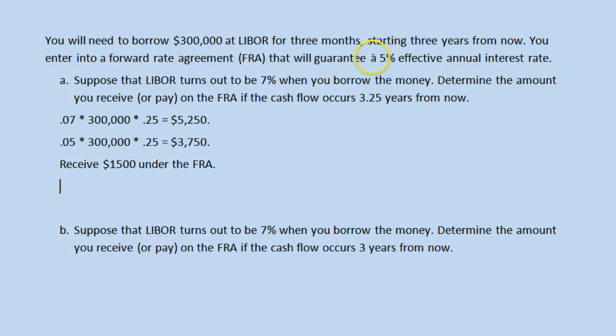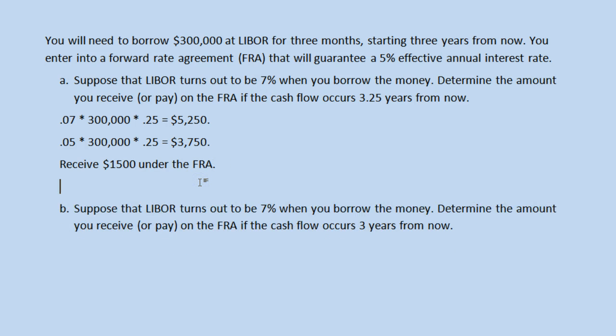Because if you had guaranteed a 5% rate and the interest rate turned out to be 3%, this situation would be completely the opposite. You would have to pay $1,500 under the FRA, because essentially you paid less than the amount that you guaranteed you would pay, or that you promised that you would pay.